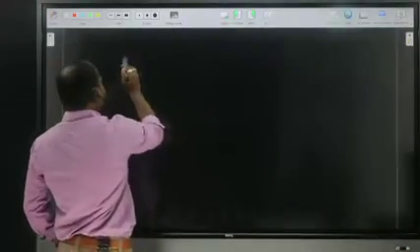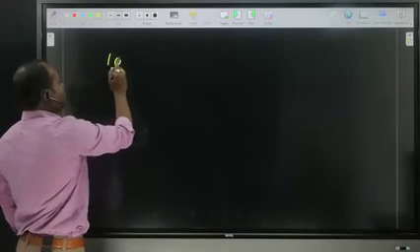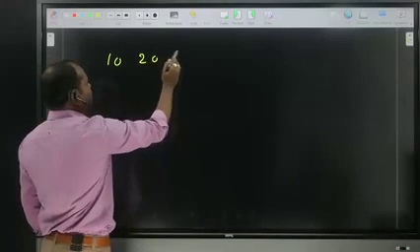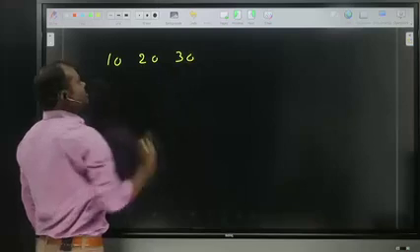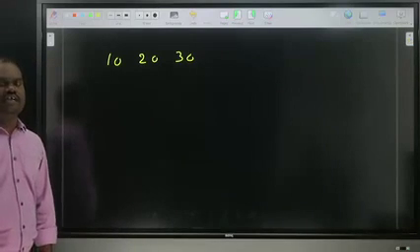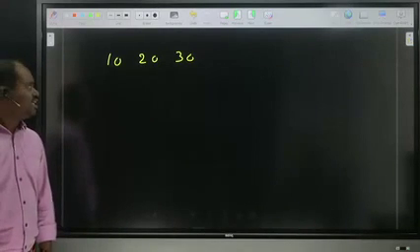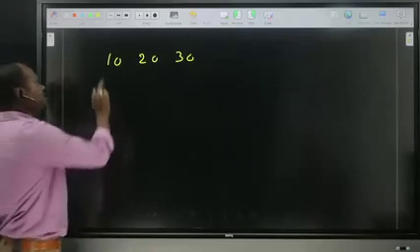For example, 10, 20, 30. Observe, are all these numbers in any one table? That is clearly there: the 10 table. Okay? If you're getting the 10 table, take the 10 table.